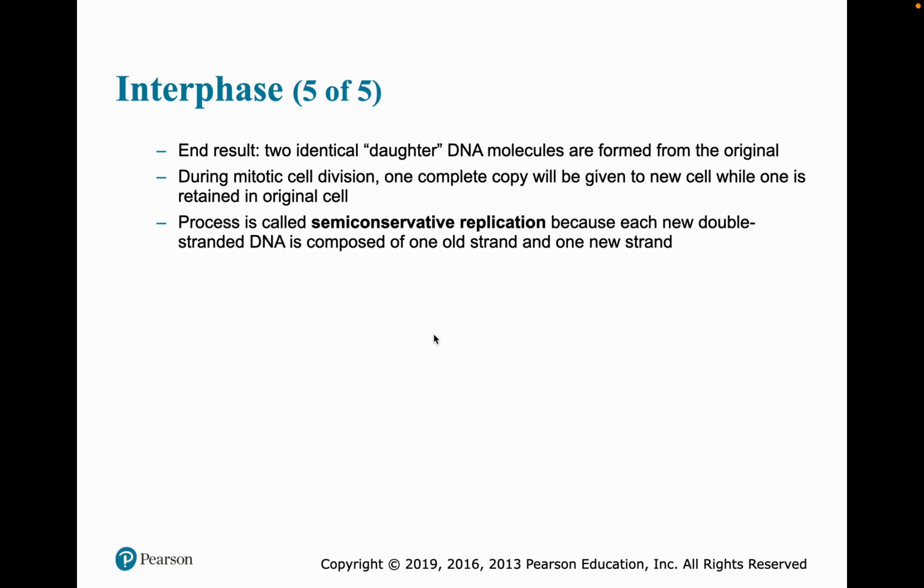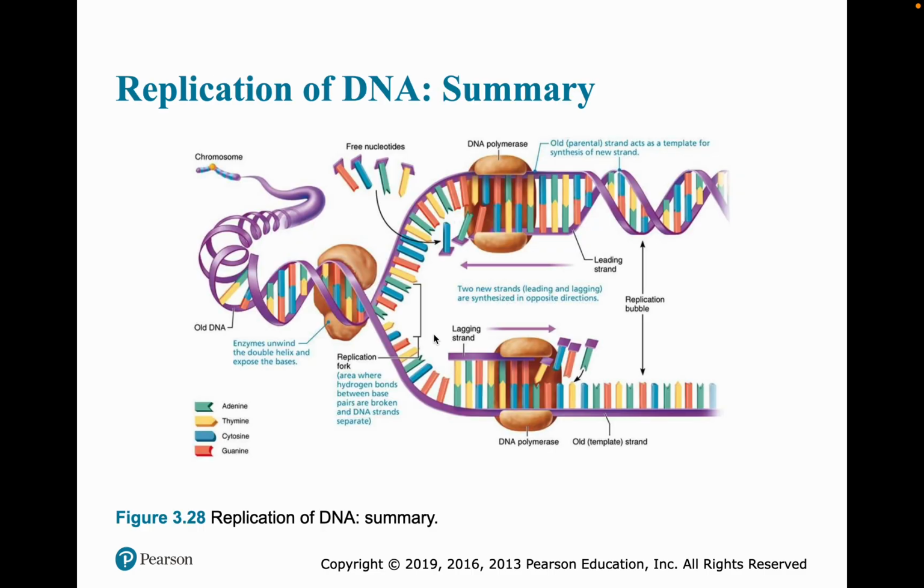End result, though, is that two identical DNA molecules are formed from an original DNA. During mitotic cell division, one complete copy will be given to the new cell and one will remain in the original cell. So again, this process is referred to as semi-conservative replication, because each new strand of DNA is going to consist of one old strand and one brand new synthesized strand.